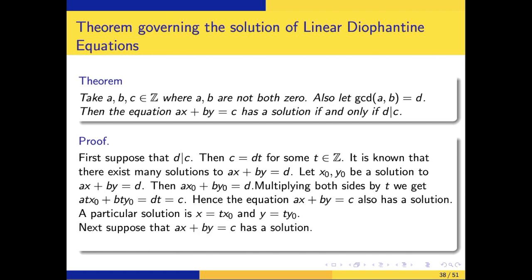Now to prove the converse, suppose that ax plus by equals c has a solution. Then c is a linear combination of a and b, and from this it follows that the greatest common divisor of a and b, which is d, divides c, and that completes the proof.